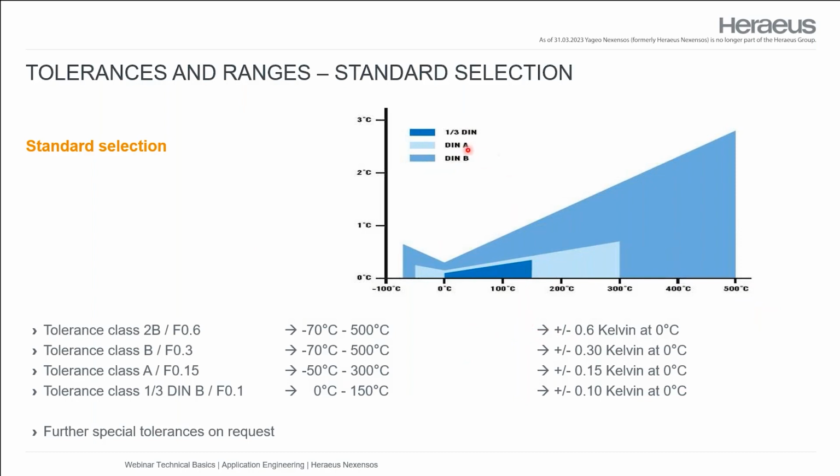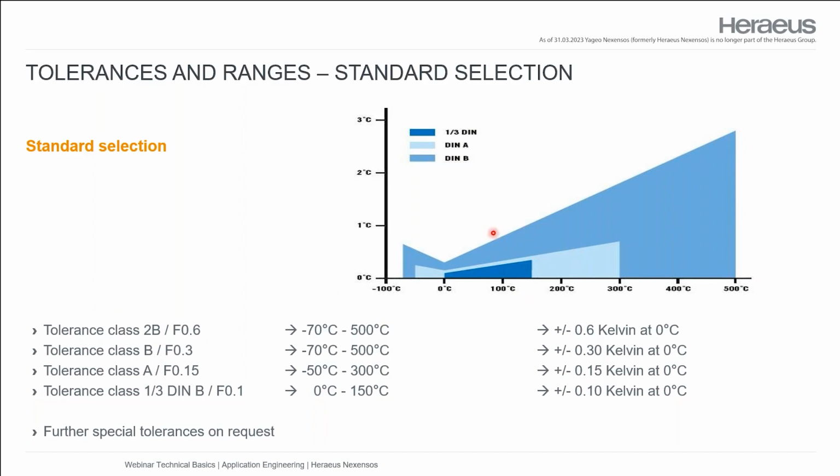That means if you speak about third part of B here, then you typically get your sensor only for a temperature window of 0 up to 150 degrees. If you speak about a tolerance DIN A, then the temperature is from -70, or -50, up to 300. And if you have special things like third part of B, like I spoke before, up to 150. And if you have the full range, the description ends at 500 degrees.